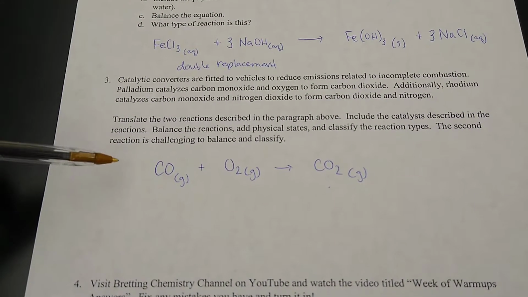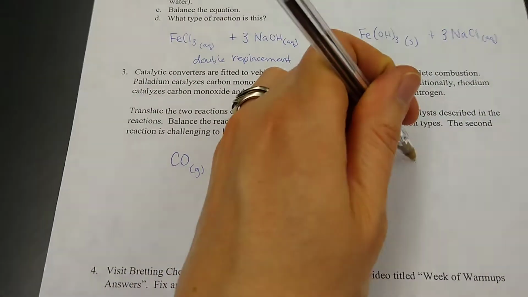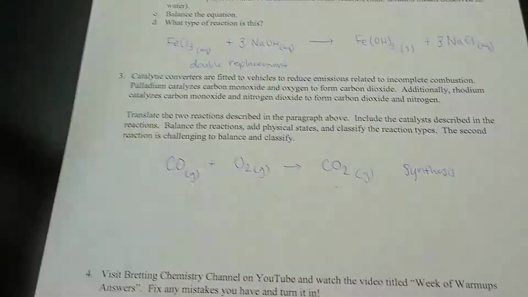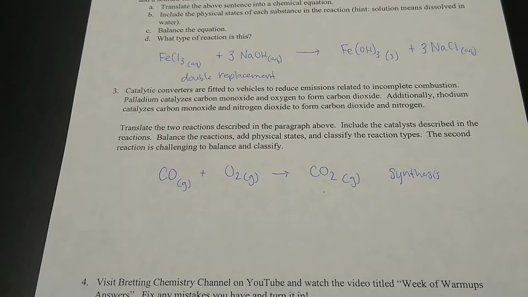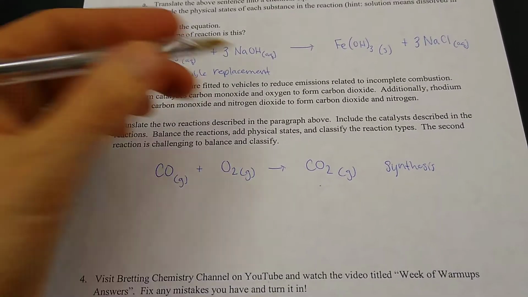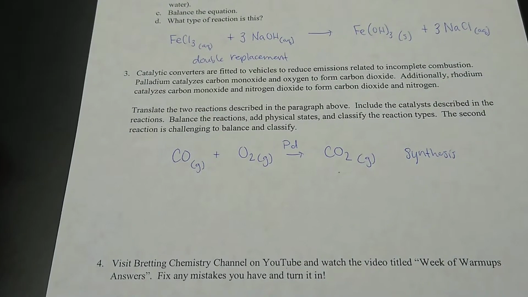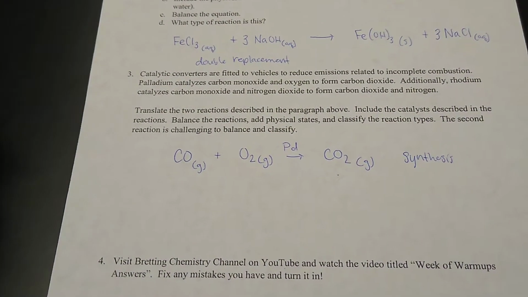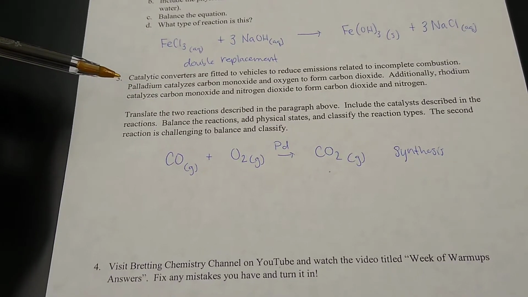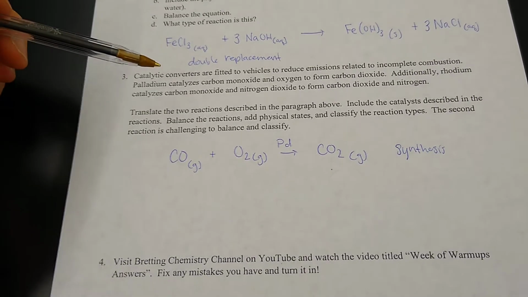Hopefully you can see by looking at this, we've got two things combining to make one, so that is going to be a synthesis. If you write combination, that's fine, but that's a synthesis reaction. But we can't forget our catalyst. Palladium is the catalyst. And if you look at the periodic table, palladium is Pd. Okay? All right. So next one is rhodium catalyzes carbon monoxide and nitrogen dioxide to form carbon dioxide and nitrogen.